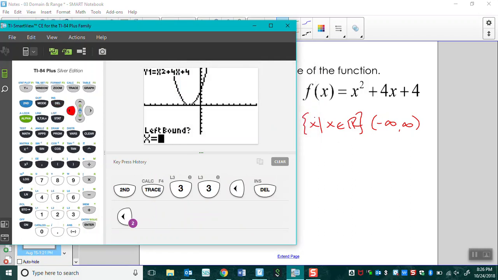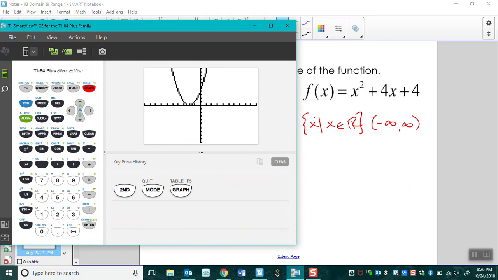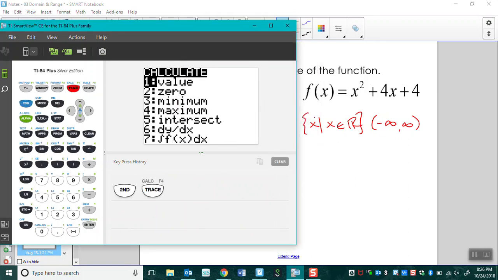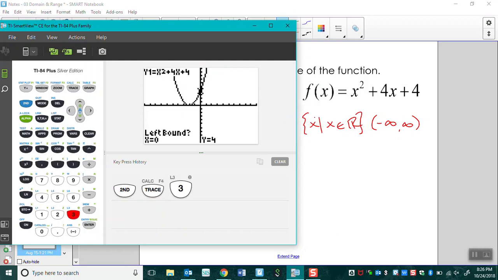So, to get our minimum in, oh, it looks like we double clicked, so we're going to have to start over again. We'll just hit second quit. We'll come back to our graph. My apologies there. I'll clear this out. We hit second, trace. We want the minimum.